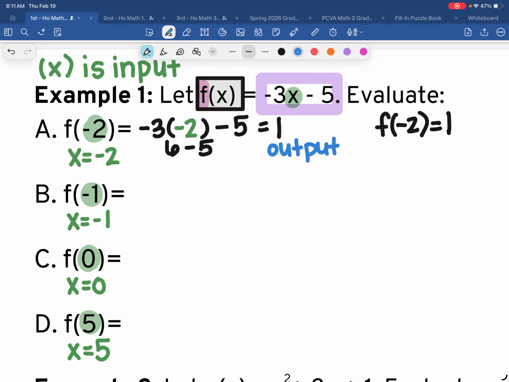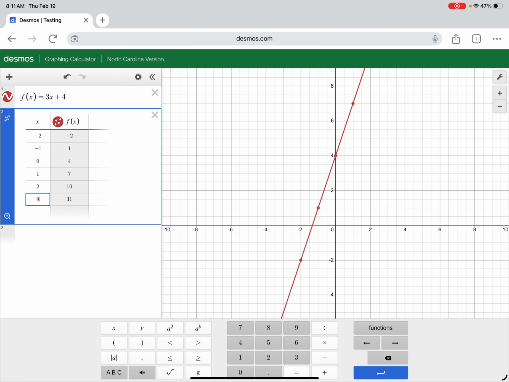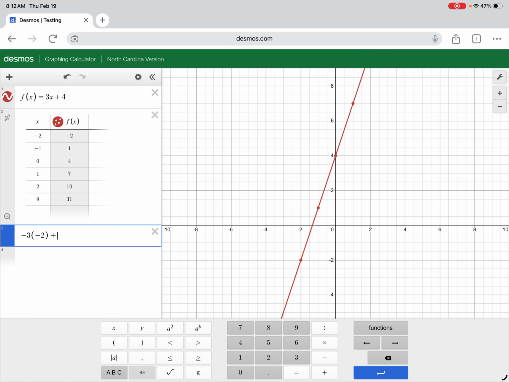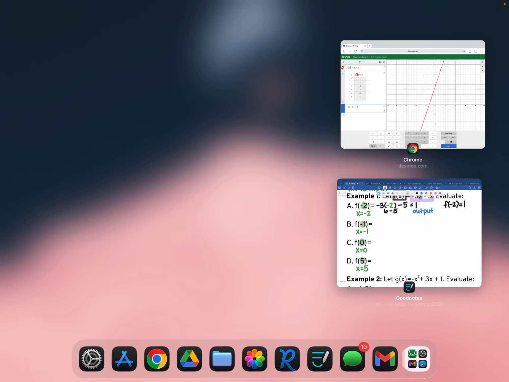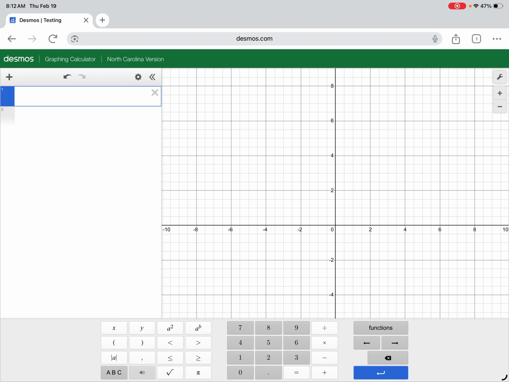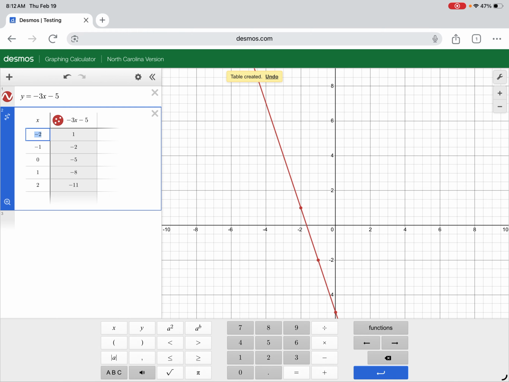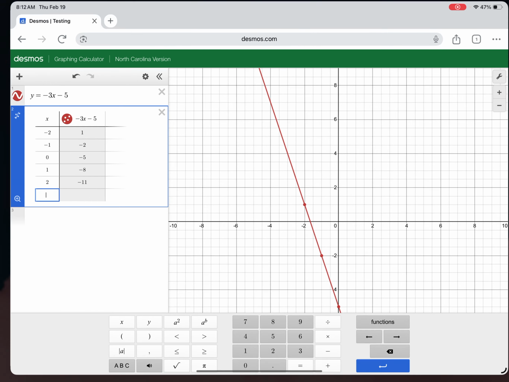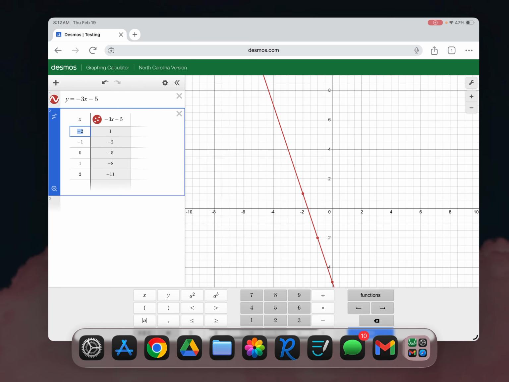Again, if I need to put it in Desmos, I can put -3 parentheses -2 minus 5, and it gives me an output of 1. Again, I can check. This time, instead of doing f of x, I can just say y is -3x minus 5. I can make a table, and we put in that value, which was -2. I can see at -2, we got an output of 1.